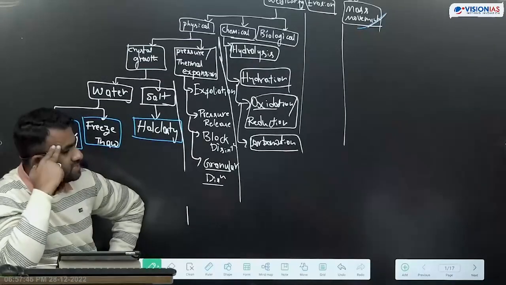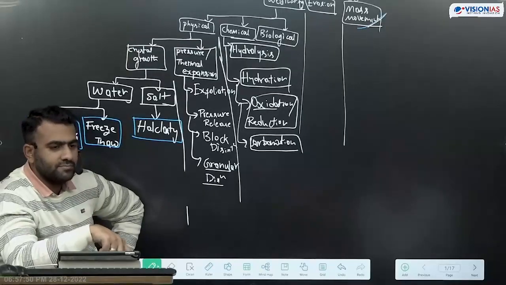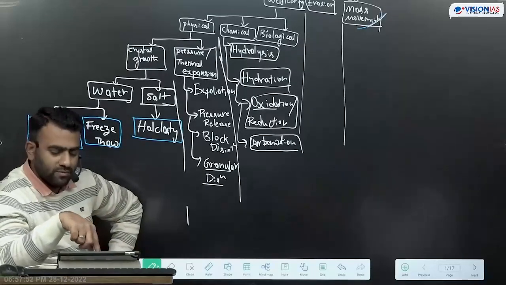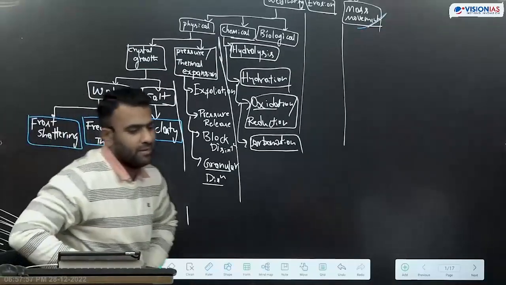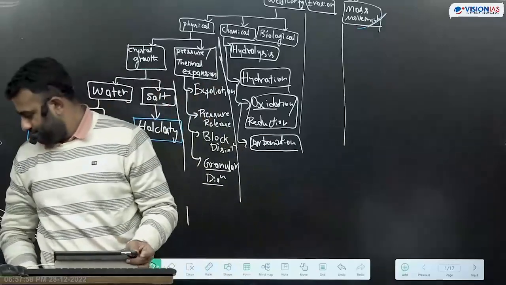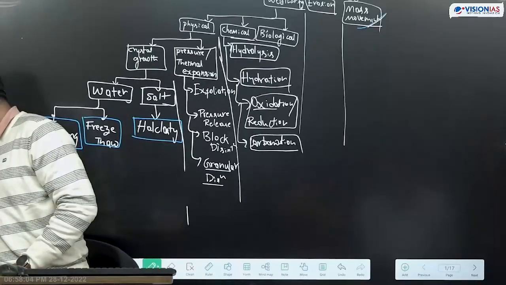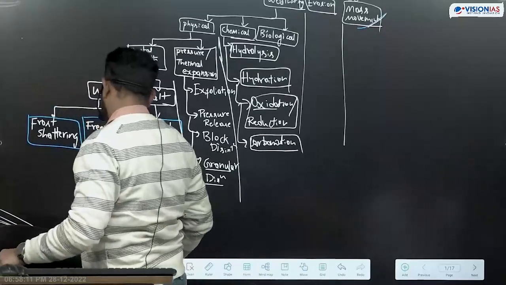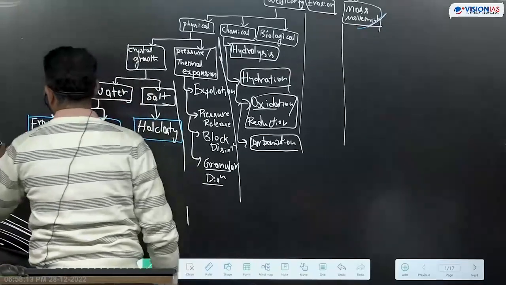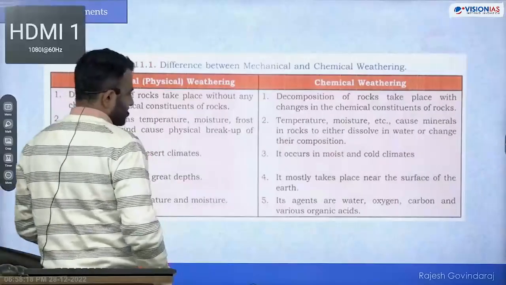Third, biological weathering. ये तो ऑलरेडी लिख लिया है, जो बायोलॉजिकल एजेंट्स में लिखा था ना वही है. सो एक लाइन ऐड करो इधर. It's a type of weathering due to the action of biological agents.